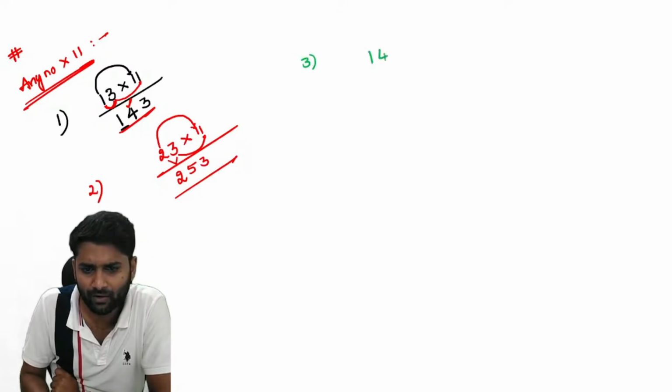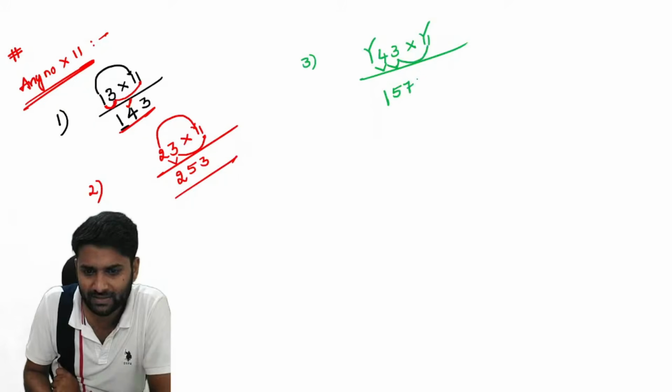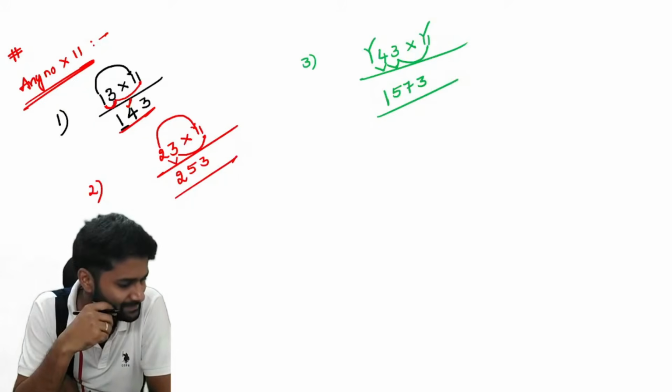If 143 is multiplied with 11, let's take this number same. 1 is multiplied with a 1. Next step, 1 plus 4 is 5. 4 plus 3 is 7. 3 is multiplied with a 3. So the answer is 1573.